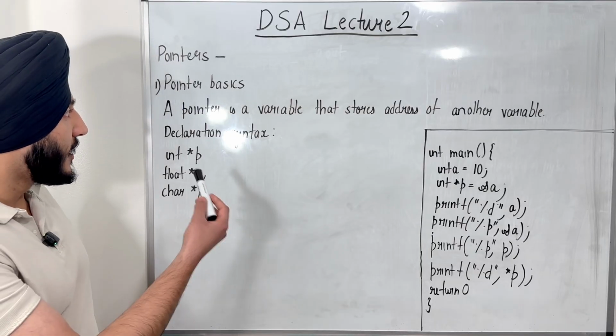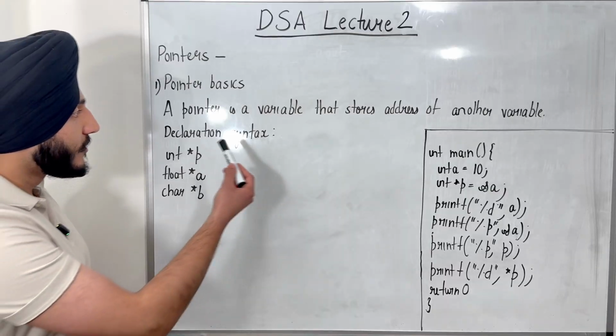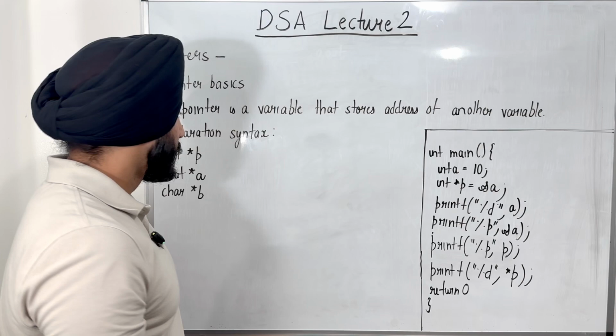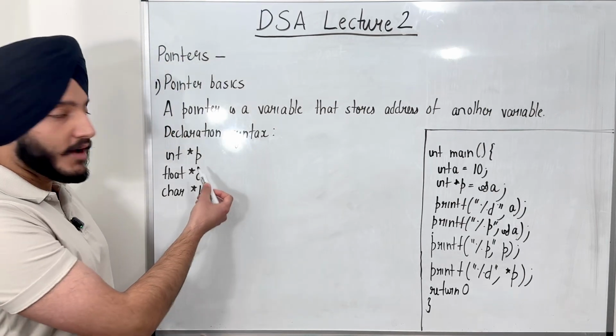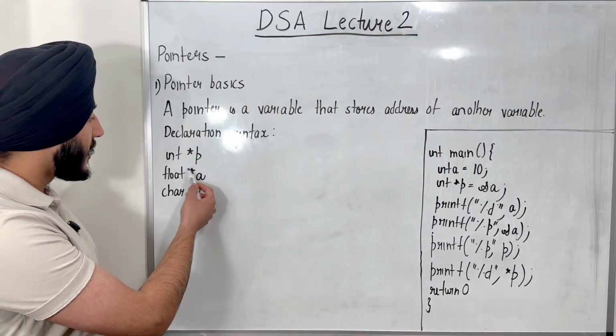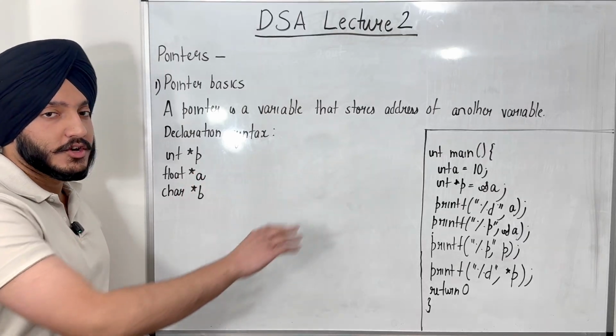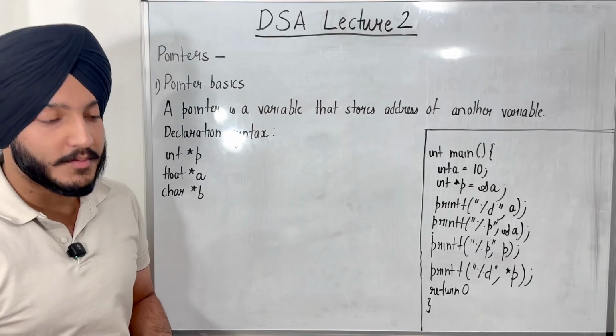So let's start with understanding what is a pointer. A pointer is a variable that stores the address of another variable, right? And I've given the declaration syntax: int *p, float *a, char *b, right? This is just a definition. Let's try to understand what it exactly means, right?